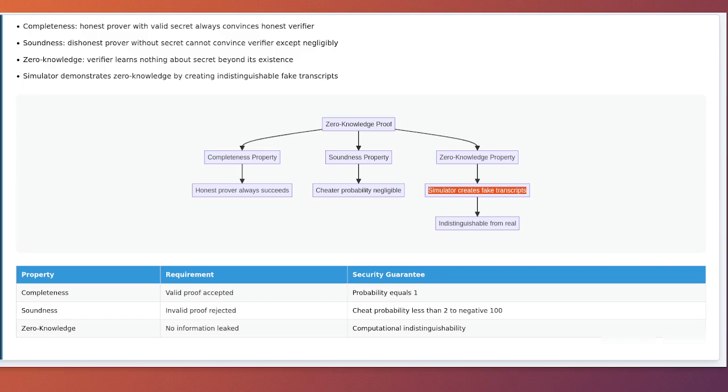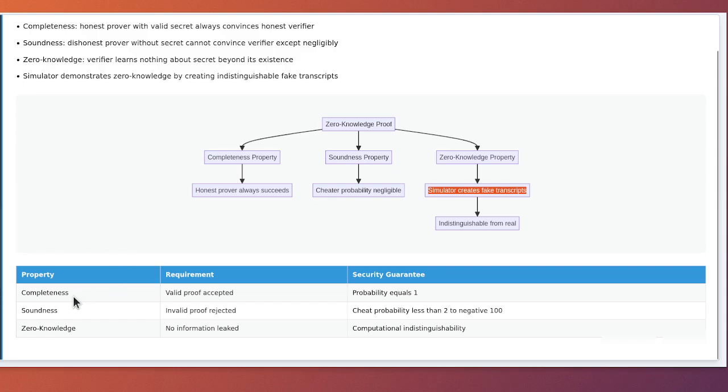The logic is, if fake transcripts look exactly like real transcripts, then real transcripts cannot contain any information about the secret. This is because the fake ones certainly don't contain any such information, since the simulator never had the secret to begin with. There are different flavors of zero-knowledge proofs.